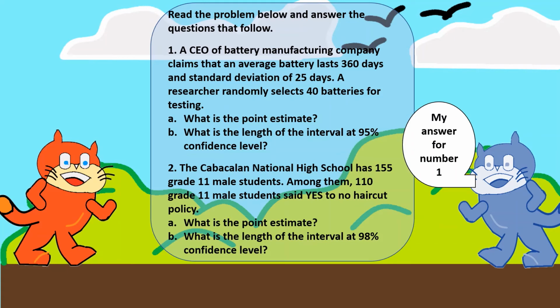My answer for number 1, for A is 360. For B is 15.495. For number 2A is 0.71. For number 2B is 0.1698.